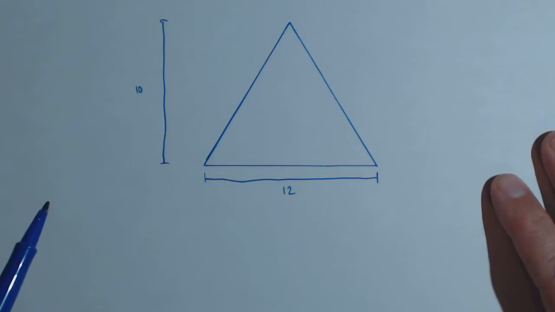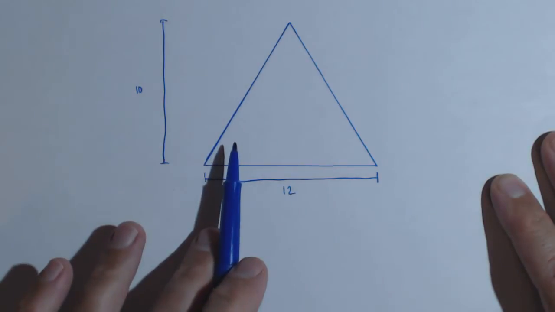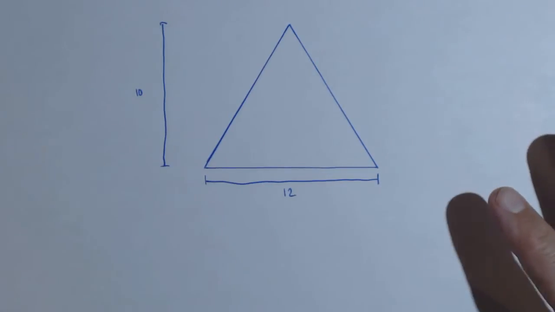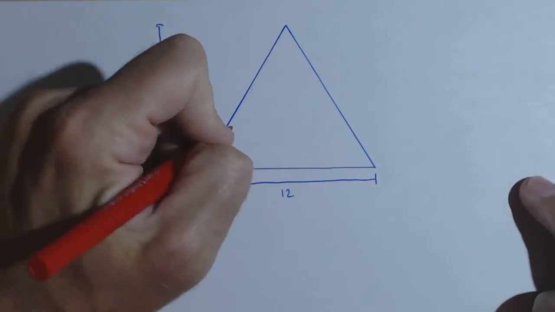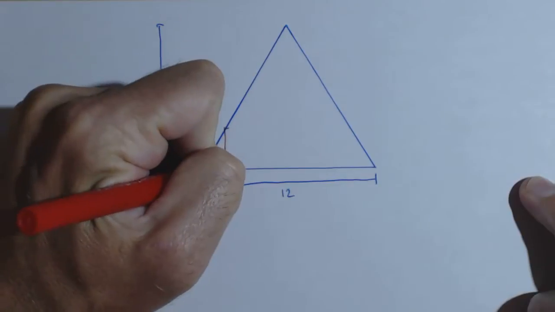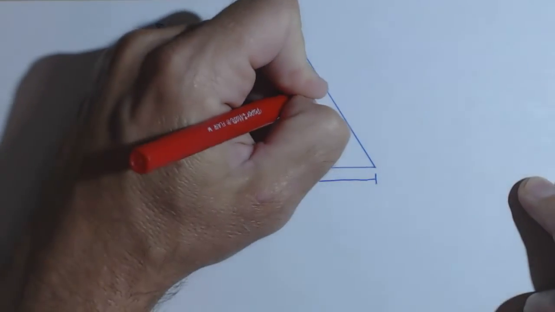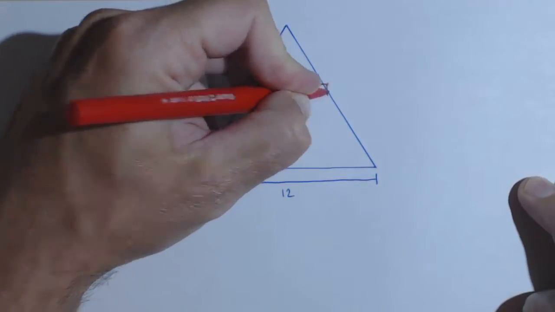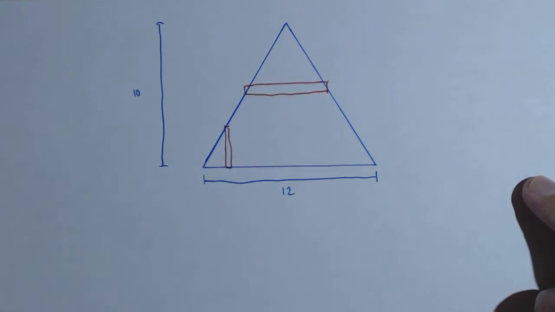So the way slicing works is I want to break this up into a whole bunch of rectangles. Now I have two options for rectangles. I could do vertical rectangles, or I could do horizontal rectangles. And either should give me the correct answer.